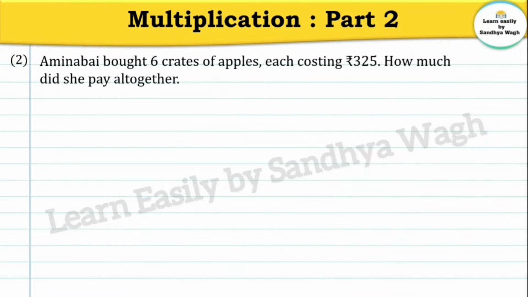Amina Bai bought 6 crates of apples, each costing 325 rupees. How much did she pay altogether? Given cost of a crate 325 rupees, number of crates 6.